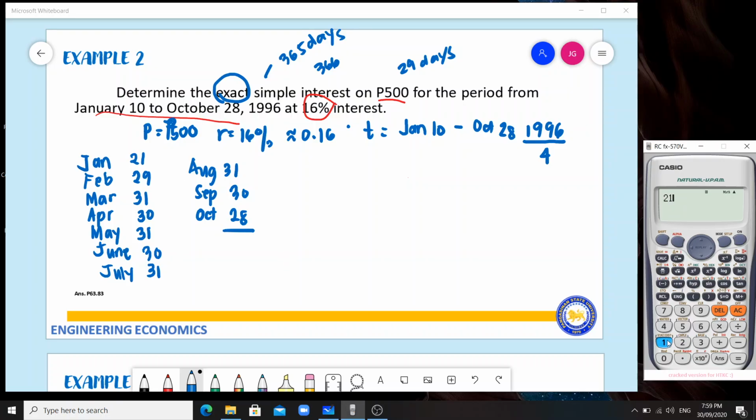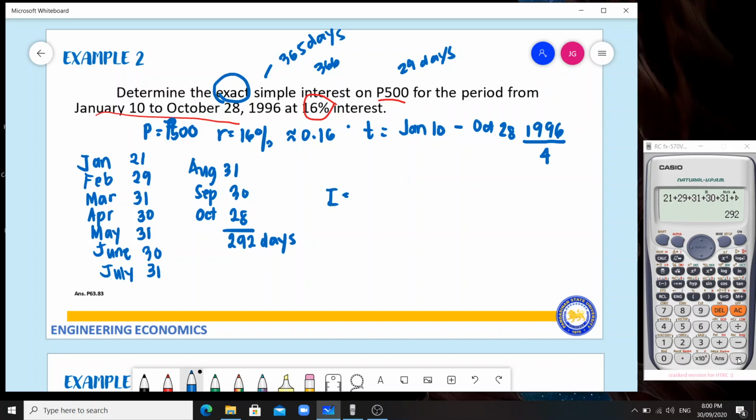Okay, 21 plus 29 plus 31 plus 30 plus 31 plus 30 plus 31 plus 31 plus 30 plus 28. So, we have 292 days in total. Okay. So, now, I think we can solve na.